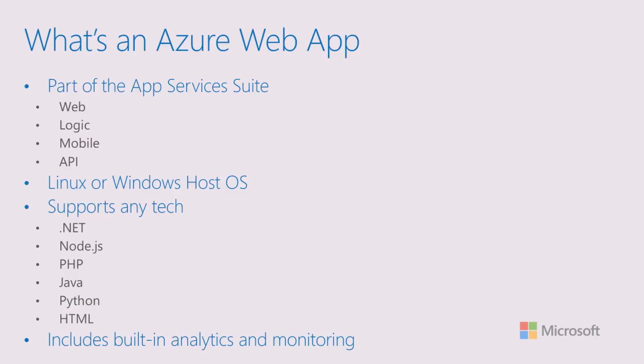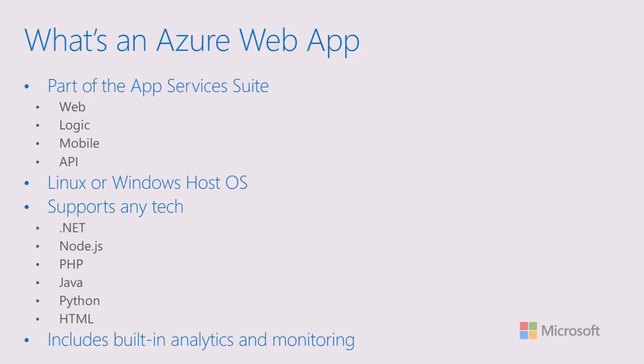And now we're going to talk about deploying to Azure. So let's talk first about what an Azure Web App is. An Azure Web App is part of the Web App Service Suite, and it includes web, logic, mobile, and API apps. In particular here, we're just going to focus on web apps. So a web app is basically somewhere where you can just put up a website, put up code that you can go ahead and show to the world.